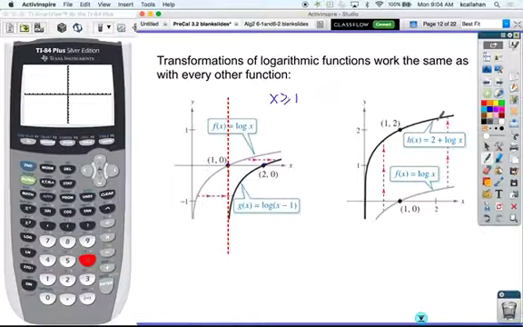So this is the parent function, this is the transformed function. Does that move the asymptote up and down? No, this vertical line would stay in the same place. So it doesn't change the domain, range, anything.